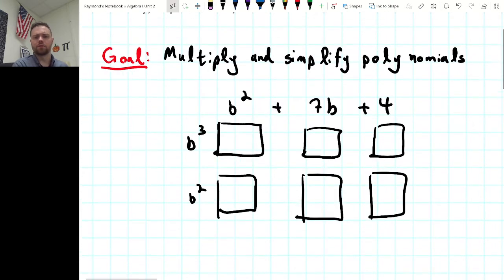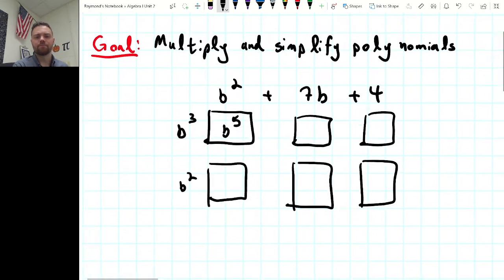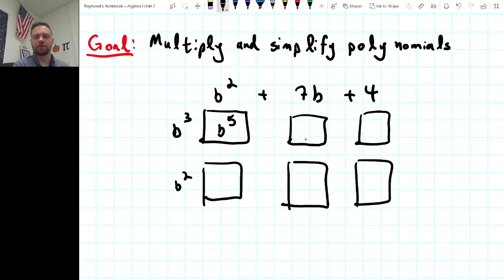So I want to find b squared times b cubed, which is going to be b to the fifth. When you multiply like bases, you're going to add the powers. So b to the second times b to the third is b to the fifth. And then I just continue to do that for each individual square.